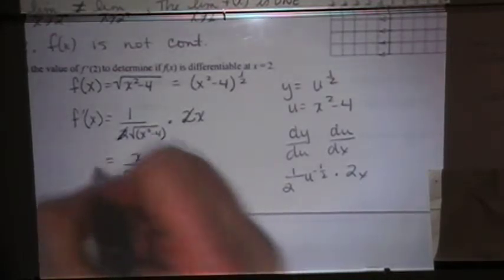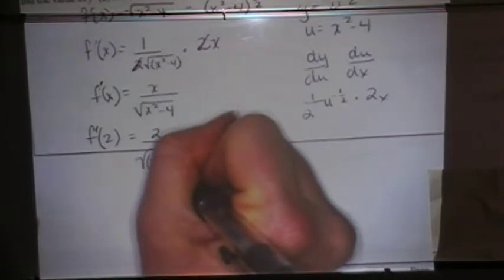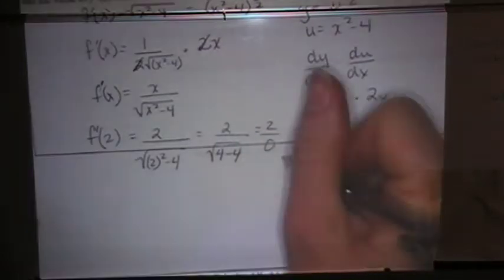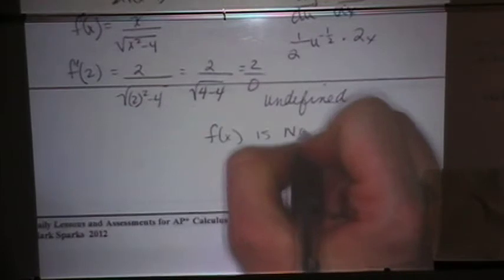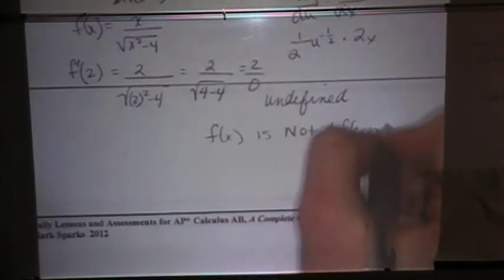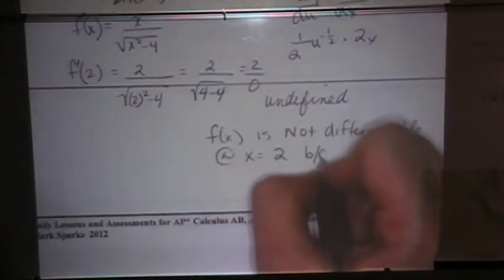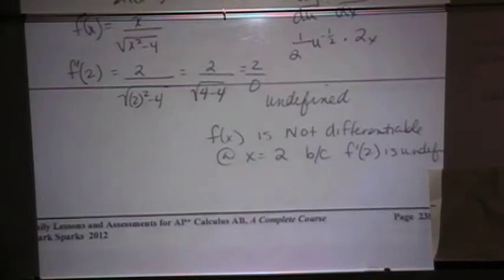Now they asked me to find it at 2. So let's plug 2 in. So I get 2 over the square root of 2 squared minus 4. Uh-oh, I know exactly what's going to happen. 4 minus 4 is 0. So this is undefined. So we can write f of x is not differentiable at x equals 2 because f prime of 2 is undefined. So that's what you would say when they ask you to justify yourself.